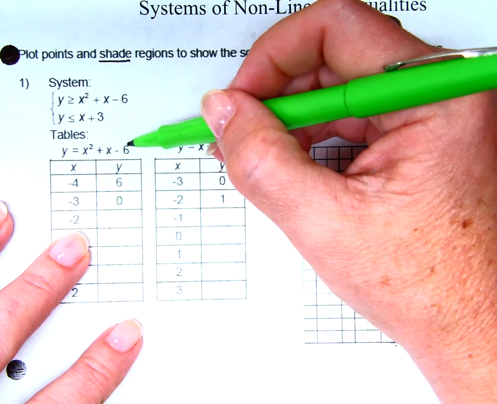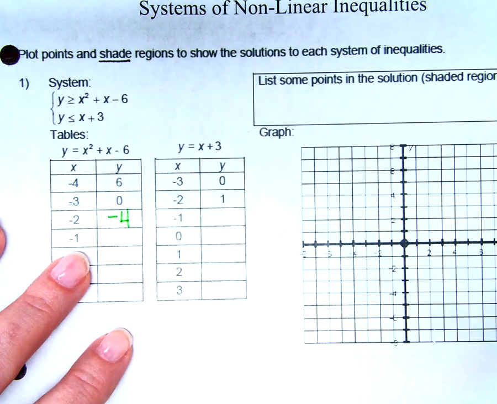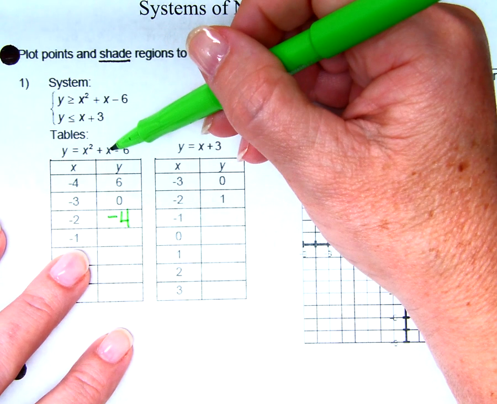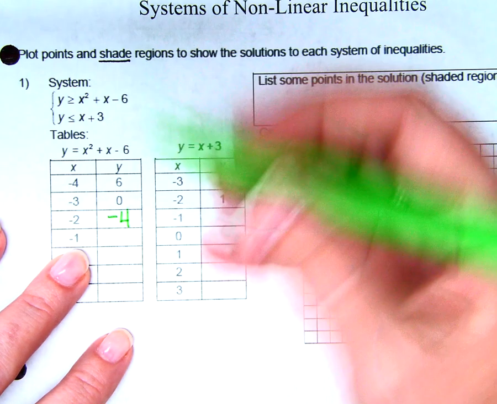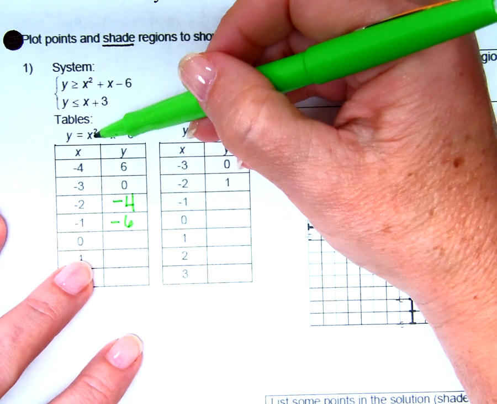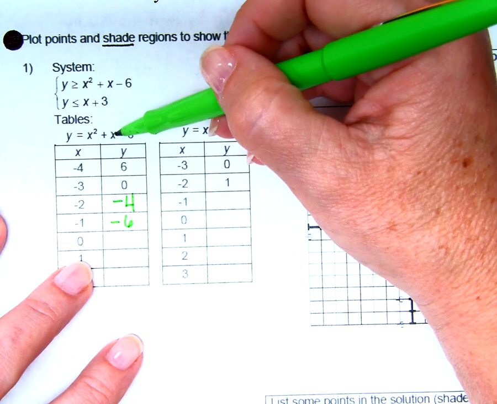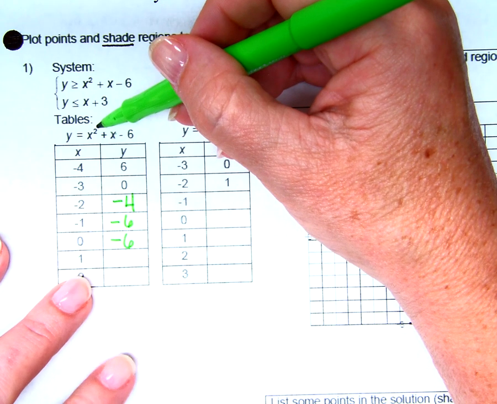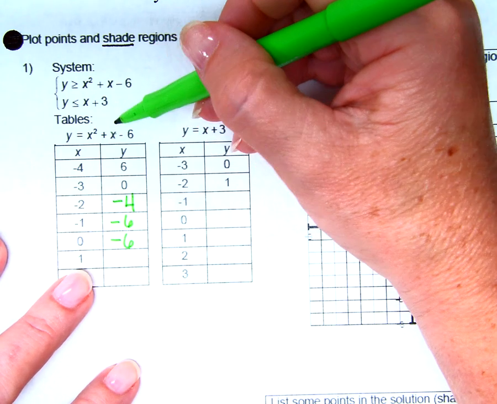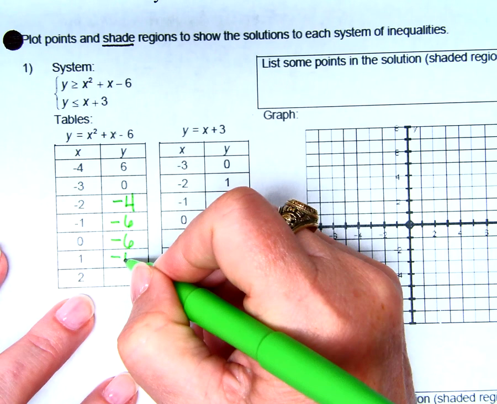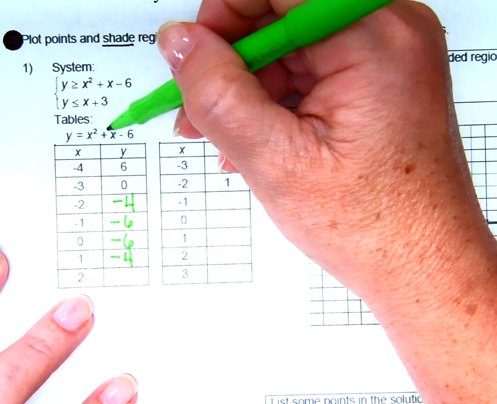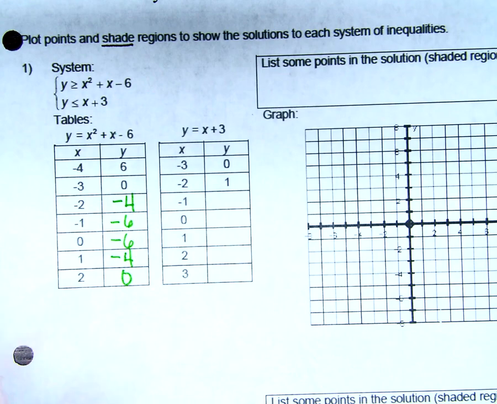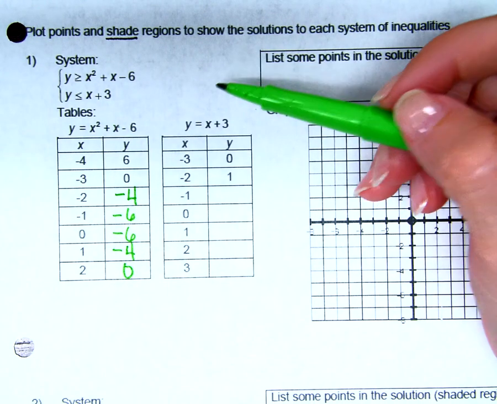2, and 2 minus 6? -4, okay? What if we put in -1? What's -1 squared? 1 minus 1, 0 minus 6, -6. What about 0? What's 0 squared? Plus 0, minus 6, okay, -6. And then 1 squared, 1 plus 1, 2 minus 6, -4. And then 2 squared, 4 plus 2, minus 6, 0.